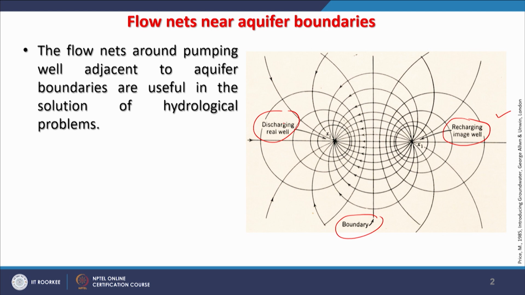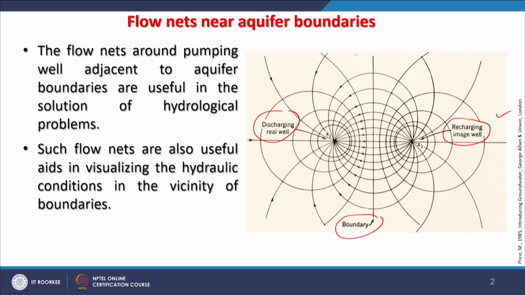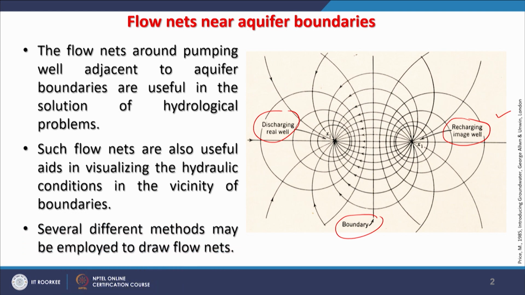cone of depression. So, flow nets around the pumping well which is adjacent to aquifer boundaries are useful in the solution of hydrological problems. And such flow nets are also useful in visualizing the hydraulic conditions in the vicinity of any boundary, these two types of boundaries which we have discussed. And several different methods can be employed to draw flow nets in such situations.